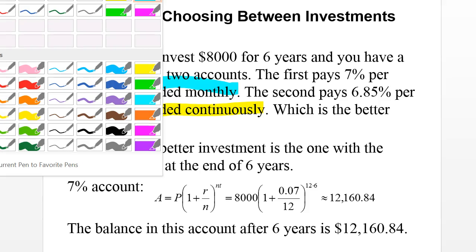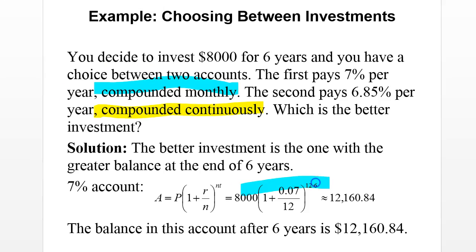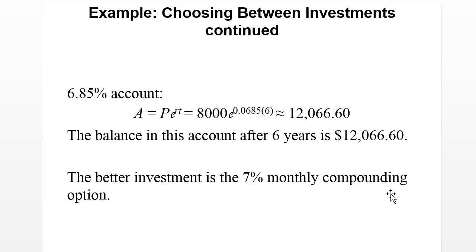This is the one that was compounded monthly, so I'm going to use the blue like I did before. So we end up with $12,160. Notice there's the 0.07 divided by 12. We don't see that E, that natural base number. Here's the other one, the 6.85%.